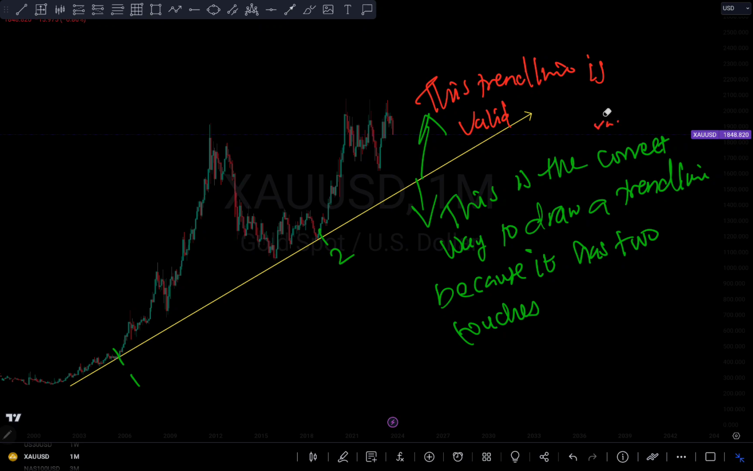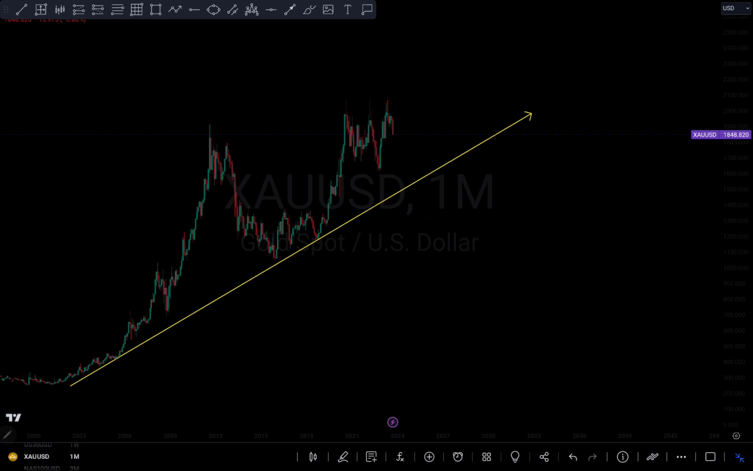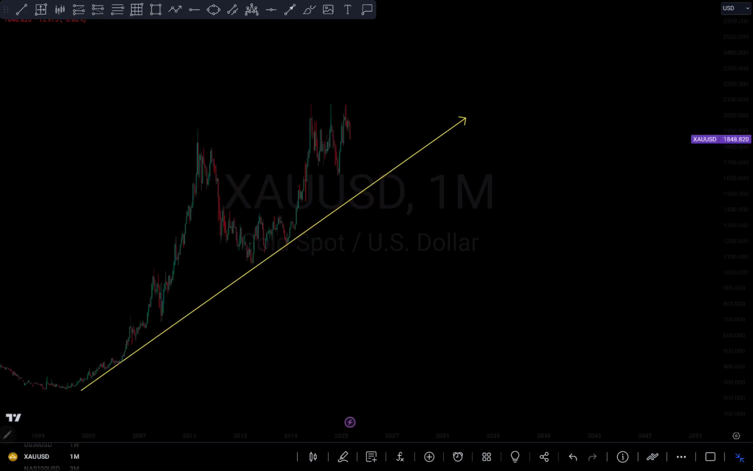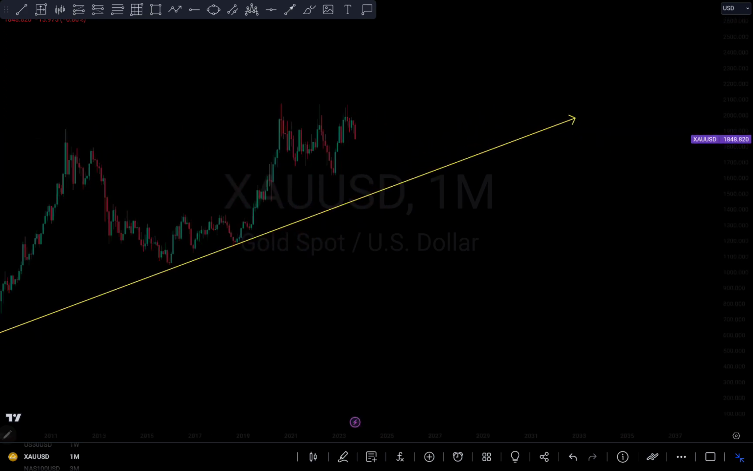So this trend line is valid right here because we have two touches, which is good. So that is how I start to mark up my trend line. You can use a trend line to mark up. And now let's see what we can look for again.